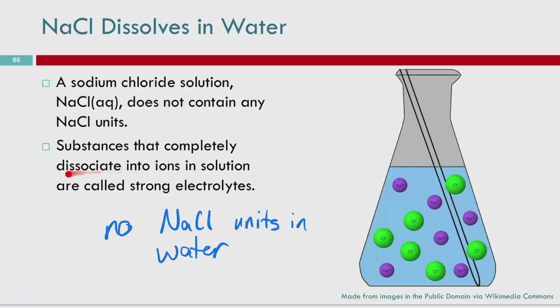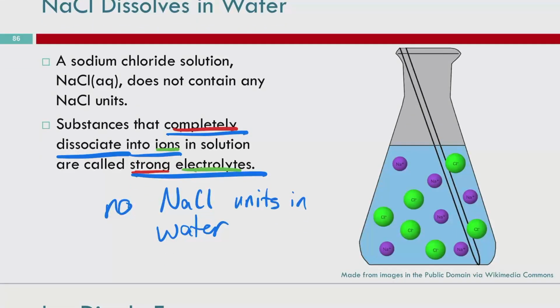Substances that dissociate completely into ions are strong electrolytes. So the strong part here is referring to completely dissociates, and electrolytes referring to there being ions. The ions can conduct electricity, electrolytes conduct electricity. It completely separates, completely dissociates, and so we call it strong. So a strong electrolyte completely dissociates. This is not always the case.